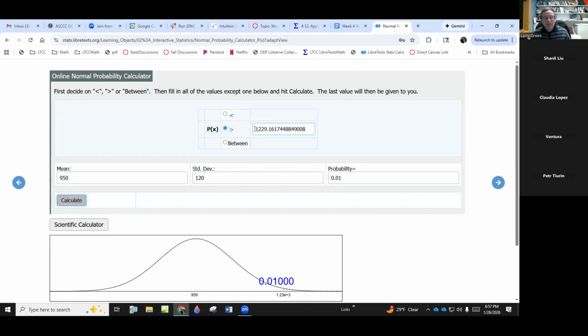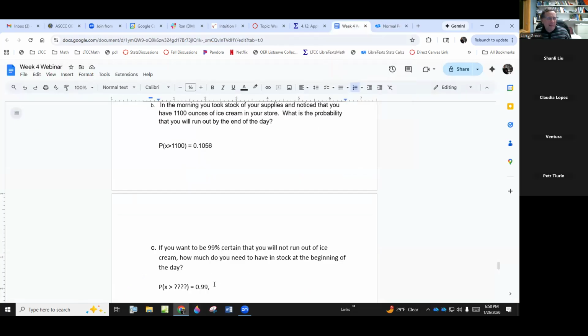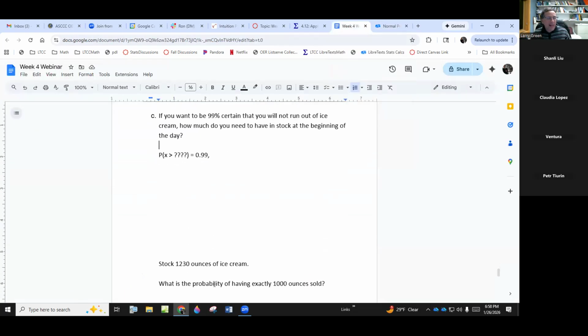That's much better. Again, I can always look at the answer and say that didn't make sense because it's got to be a lot of ice cream, not a little. And that's going to be about 1,229.16. So to the nearest ounce, 1,230. So stock 1,230 ounces of ice cream.